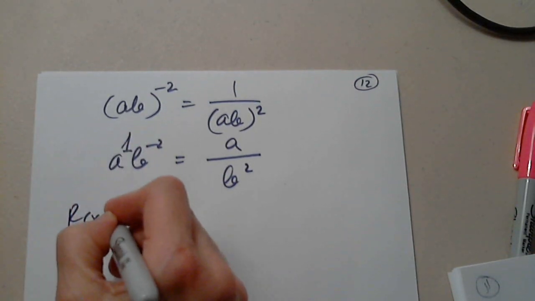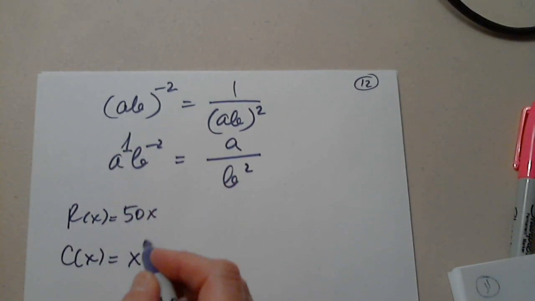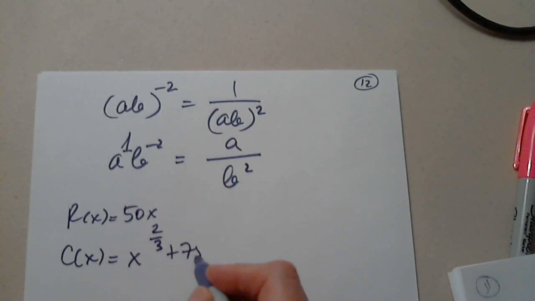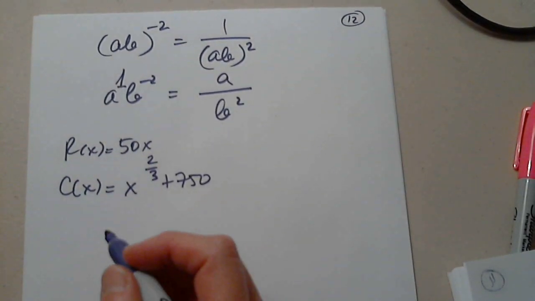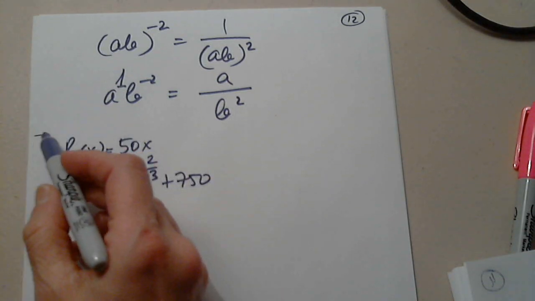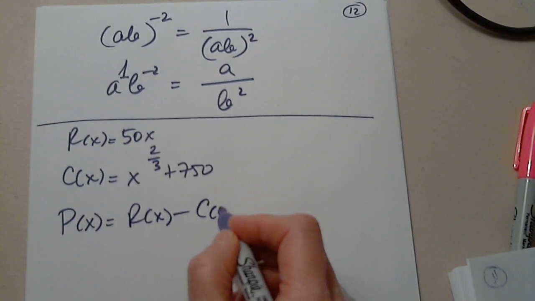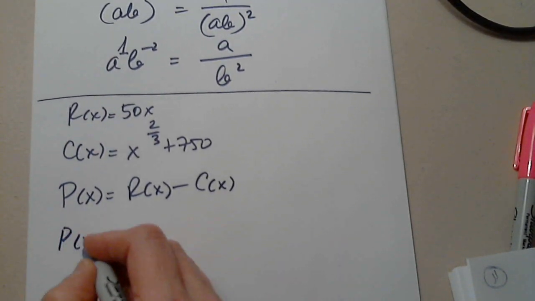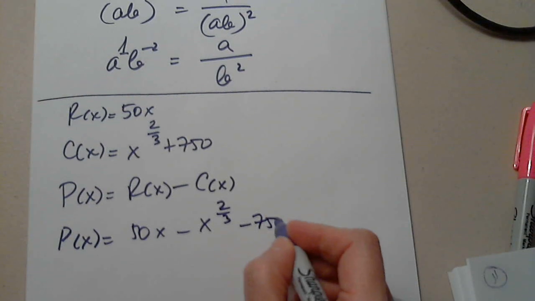R of x equals 50x. C of x equals x to 2/3 plus 750. And they want us to find the average profit. That's what we wanted to do. Okay. So first, in order to find the average profit and the rate of change of the average profit, first I have to find the profit, which is the revenue minus the cost. So then the profit equals revenue, 50x minus x to 2/3 minus 750.